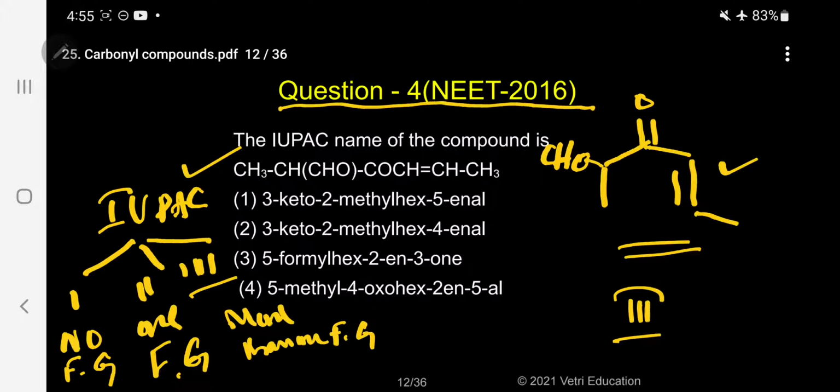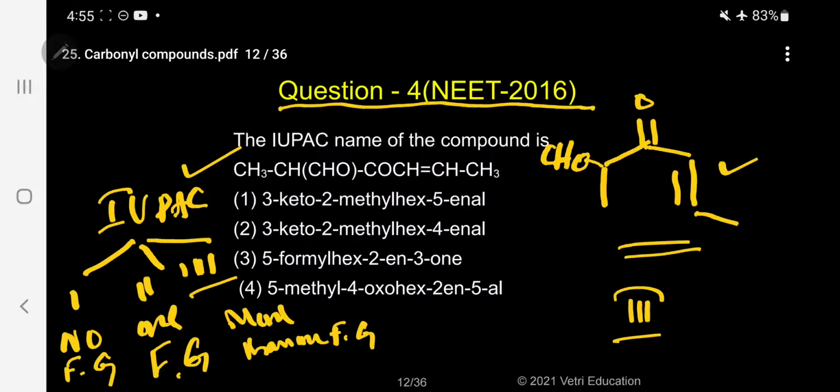So in type 3, what is the rule? Select the longest chain containing the functional group. Give priority to the chain containing the functional group. Select the longest chain and, as usual, give priority in numbering to the functional group. Then name any substituents according to the rule. In the third type, the most important point is that there will be more than one functional group, so you must memorize the seniority table.